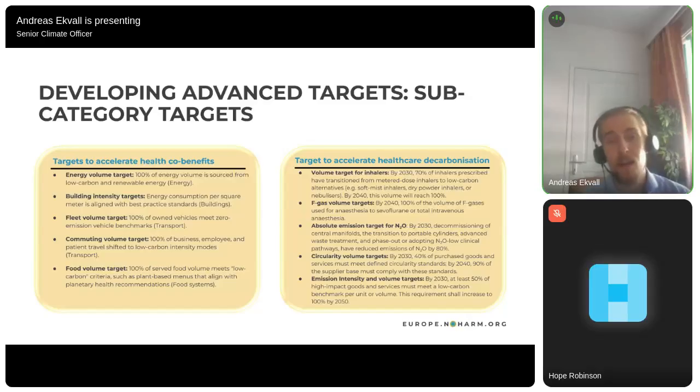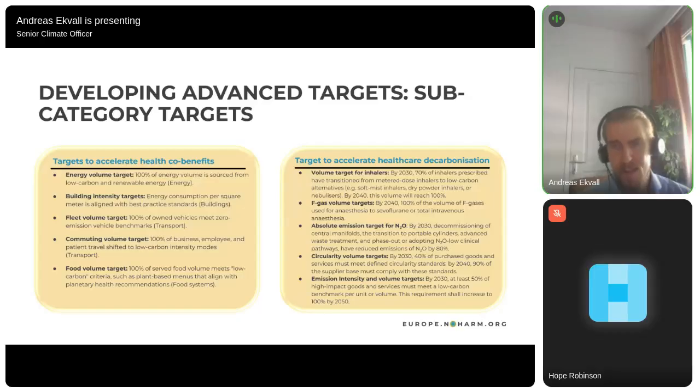We also recommend setting targets that directly accelerate healthcare decarbonisation. Focus on high impact areas or emission categories with a lot of emissions and where you have operational control. And this typically includes supplier engagement targets, or rather a focus on the supply chain, though we also recommend focusing on medical gases and inhalers.